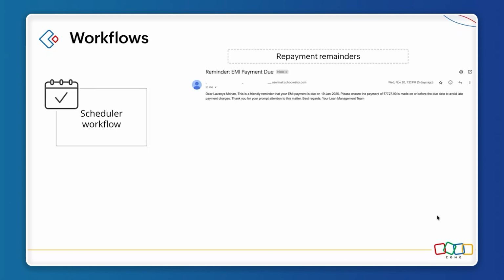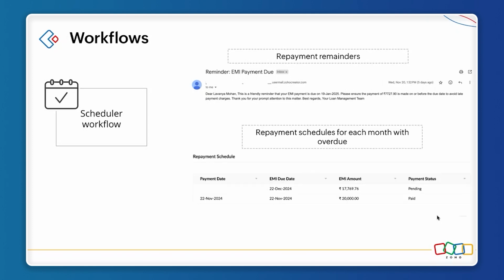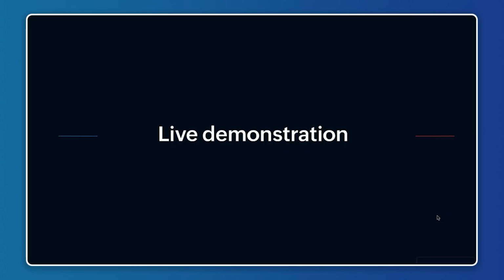Since the repayment is tracked on a monthly basis, every month, a day before the due date, we will be sending a reminder to the user to make their payment on time. For that, we have written this scheduler workflow. Apart from the reminders, we have written the scheduler workflow at the backend to calculate the next month's overdue. For these two purposes, we are using the scheduler workflow, which we will see in detail in the live demonstration.